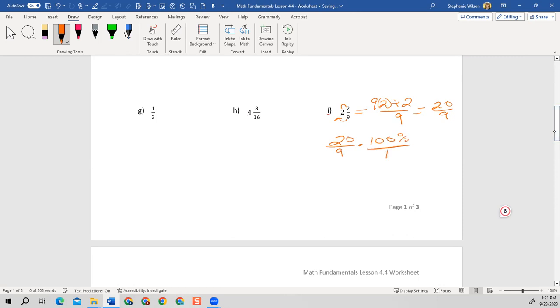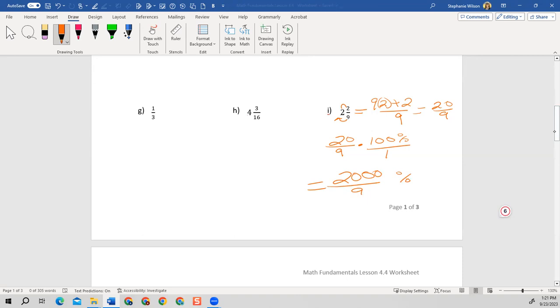And while we have it set up, we're going to ask ourselves, will it reduce? Well, I know 20 is made up of 2s and 5s. 100 is made up of 5s and 2s, and the denominator is made up of 3s. So nothing's going to reduce, right? Since nothing reduced, we want to go ahead and multiply straight across. If it does reduce, then always reduce. So now I have 20 times 100, and I get 2,000 over 9%. Of course, we're going to want to write this in decimal form.